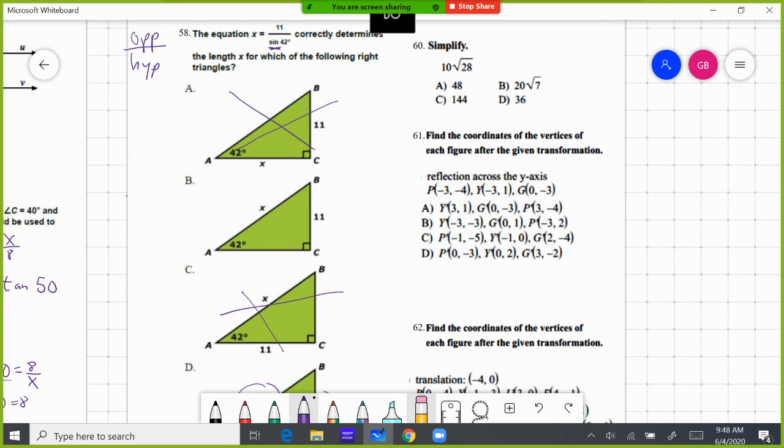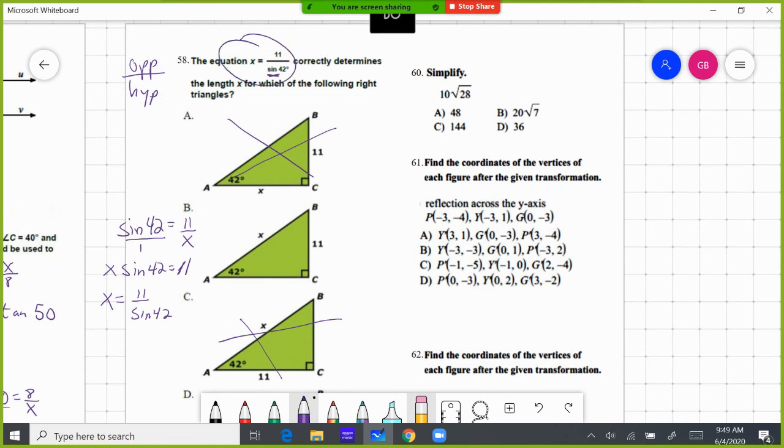So for here, if you want sine of 42, it would be 11 over x. And if you cross multiply, you get x sine of 42 is equal to 11. And then for this one, you're going to have to divide sine of 42 on both sides. So this one actually matches what we need here. So it's B.